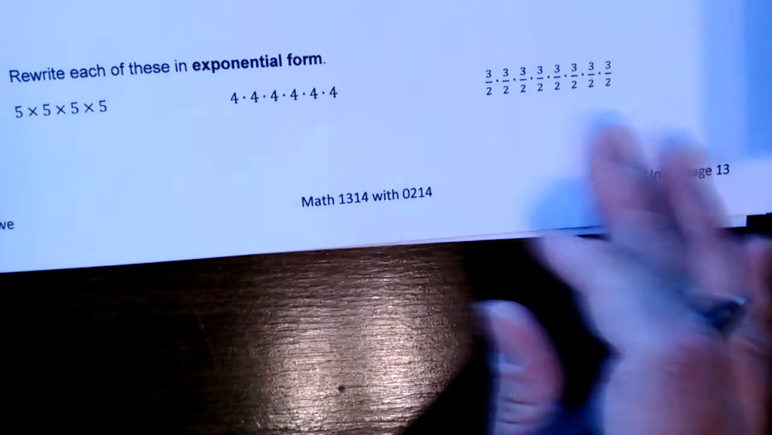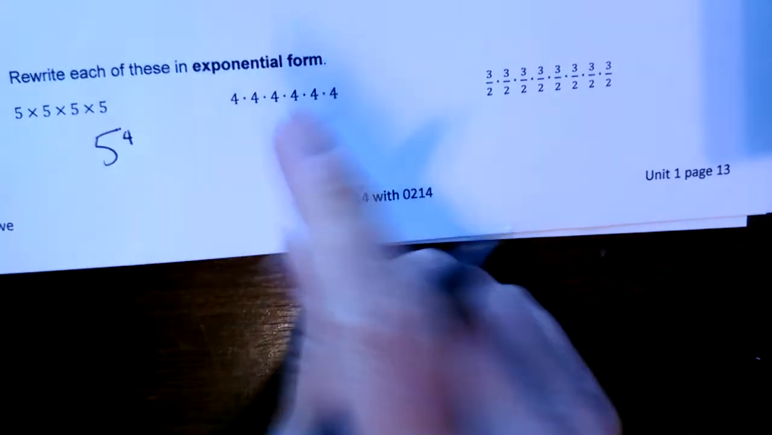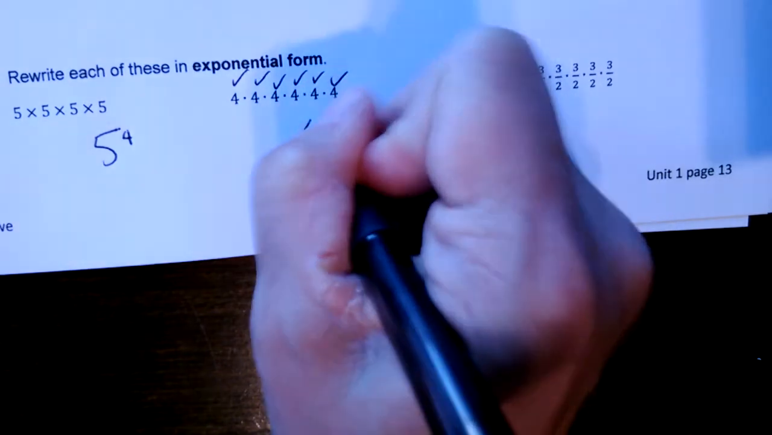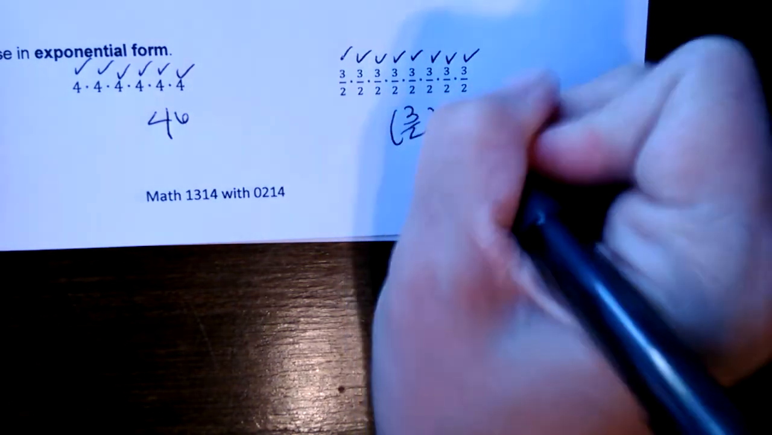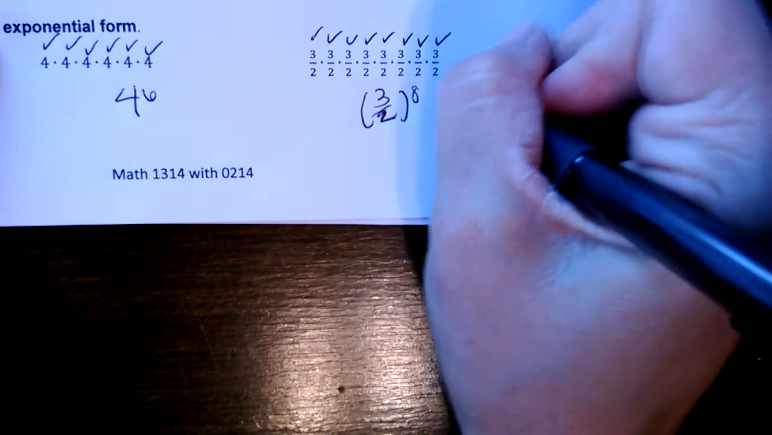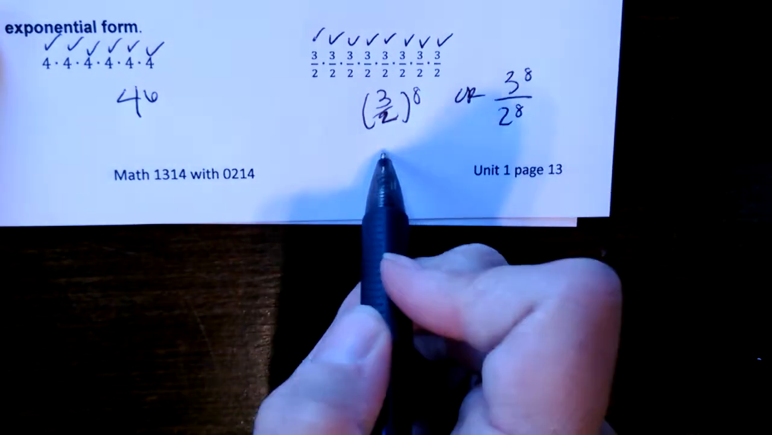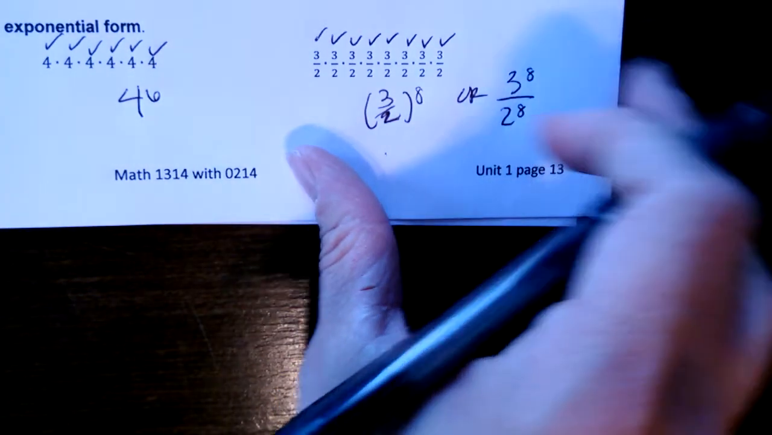Okay. So we're going to take a minute or so and just rewrite these three in exponential form. So 5 times 5 times 5 times 5 would be 5 to the fourth. 4, I just count them probably 1, 2, 3, 4, 5, 6 would be 4 to the sixth. 1, 2, 3, 4, 5, 6, 7, 8. So 3 halves to the 8th power. So we have a fractional base there. You could break that up and you could say 3 to the 8th over 2 to the 8th. Okay, so probably a little shorter doing that just because you don't have to write the 8 twice. But either one is acceptable, okay?